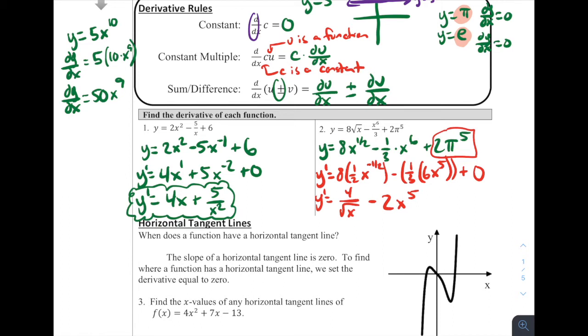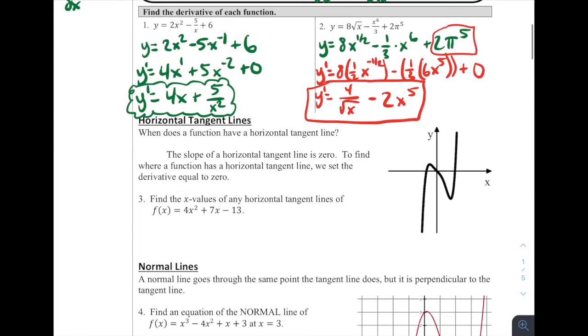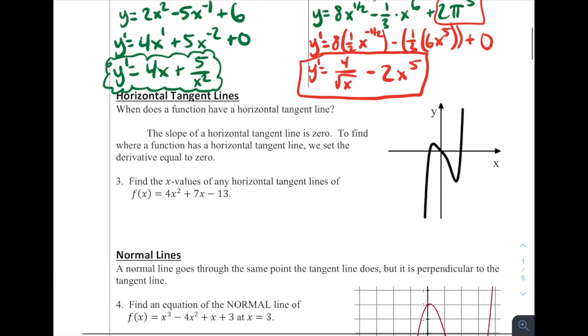So this is going to be 4 divided by the square root of x minus 2x to the 5th power for our derivative of number 2. Next part, horizontal tangent lines. As we said, we're doing sort of a grab bag of different topics today.